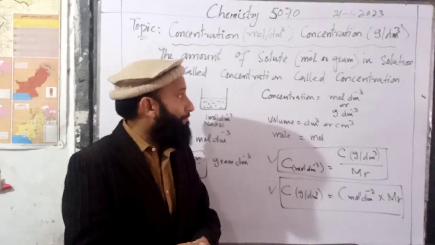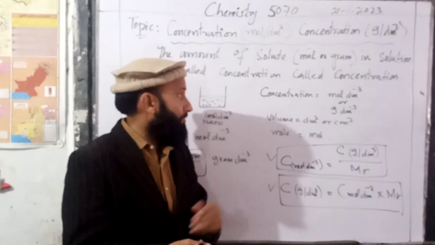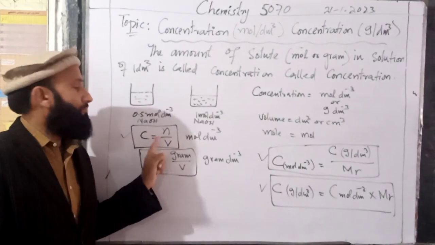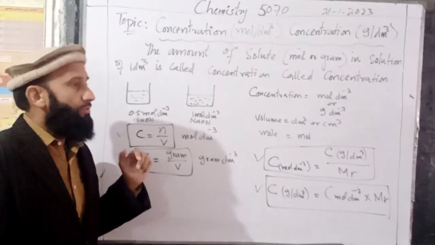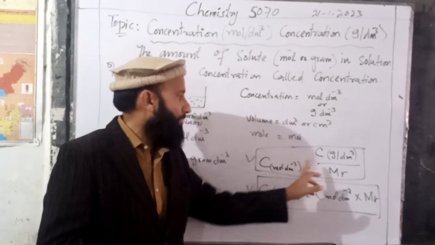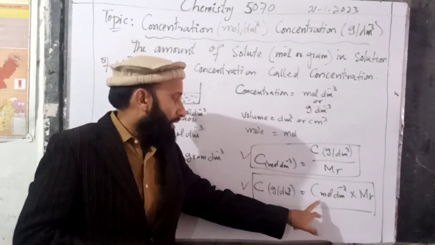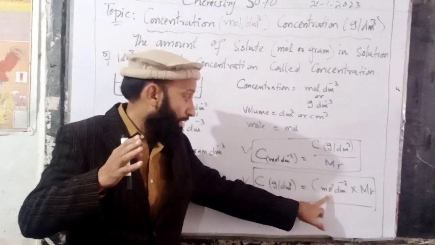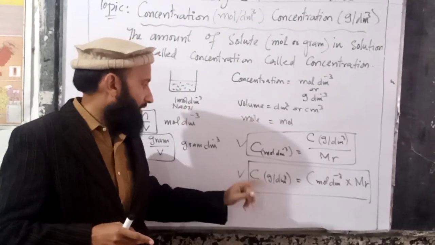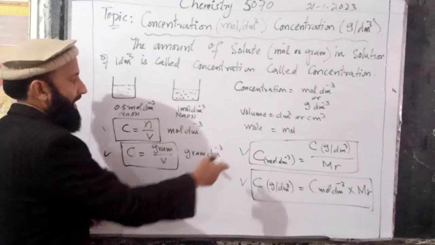It will also come in the 5070 chemistry paper. If they give you the mole and volume, you will use this equation. But if they give you concentration in gram per dm cube and ask you to find the concentration in mole per dm cube, you will put the value in this equation. But if they give you the concentration in mole per dm cube and ask you to find the concentration in gram per dm cube, then you will use this equation. These are very important equations that I have written.